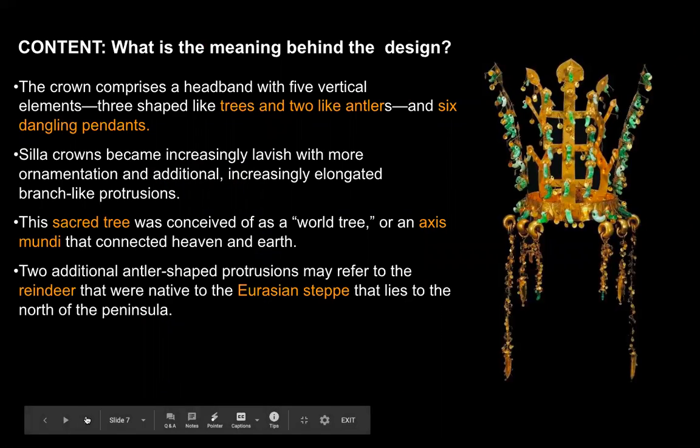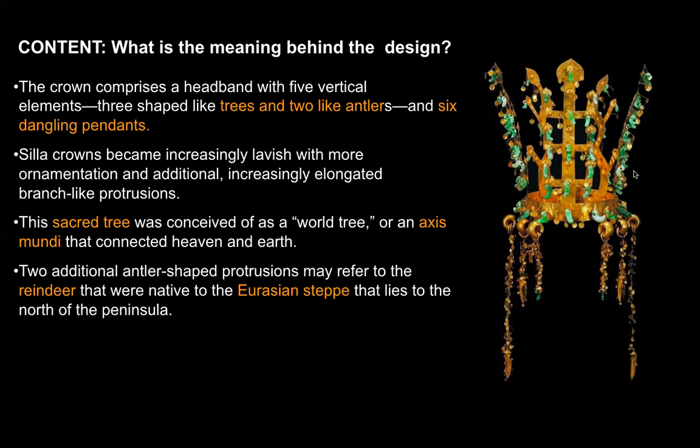So the content, what is the meaning behind this crown? Obviously, a crown has a function of being worn by someone important, but the imagery actually is very symbolic. So this is part of your content. There's a series of 5 vertical elements. So you see 3 in the middle, and then 2 on the sides, and they're basically shaped like trees and antlers. The Sillas used a lot of ornamentation, so lots of decoration dangling off of the part. This would cascade down your hair.